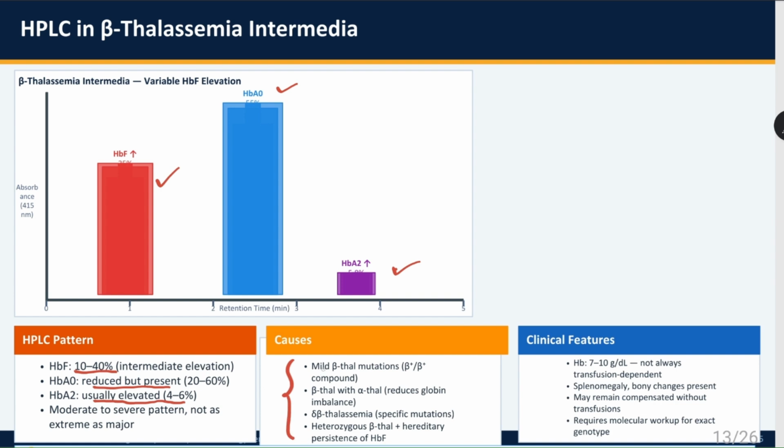The causes may be mild beta thalassemia mutations, beta thalassemia with alpha thalassemia, delta beta thalassemia, and heterozygous beta thalassemia with hereditary persistence of fetal hemoglobin. The hemoglobin can be between 7 to 10 grams per deciliter, and the patient may not always be transfusion dependent. There can be some splenomegaly and bone changes present. The patient may remain compensated without transfusion and can require molecular workup for exact genotyping.